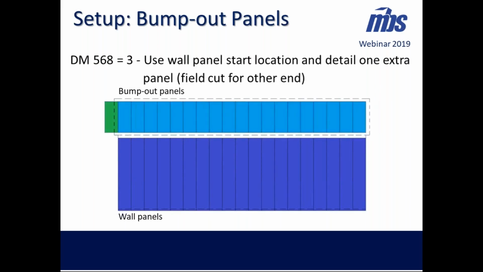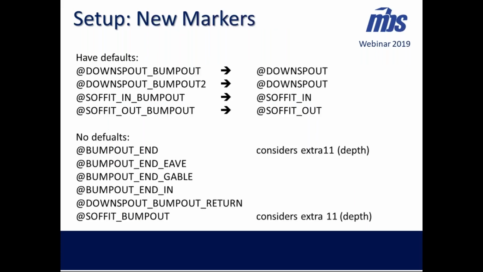Option 3 maintains your panel alignment, but it only details one extra panel that they may cut and put on the other side if it's needed. We do have new markers available. We've got markers to help with what to do with the downspouts. If you've done canopies and you see there's a marker as canopy return, we have a similar effect here with the downspouts. You can have a little jog and bring it back into the wall line.